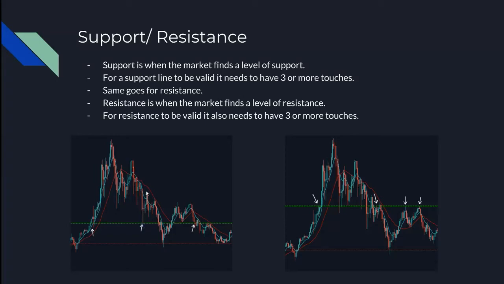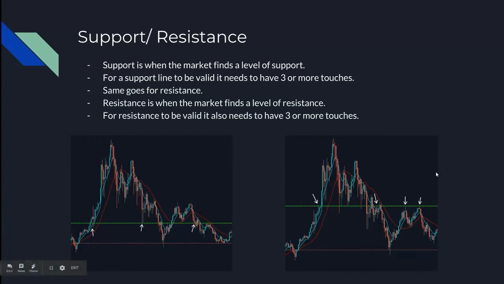Now it moved back up, came back down, and then we broke under to see if it would work as resistance, but it pushed right back up. So you can see this is what support means. And to make a support line valid, it needs 3 or more touches. So we've got 1 touch here, 2, 3, but then we've also got a couple in here.